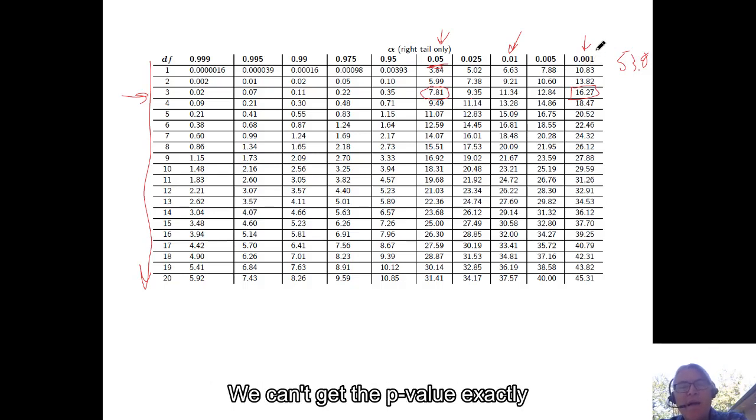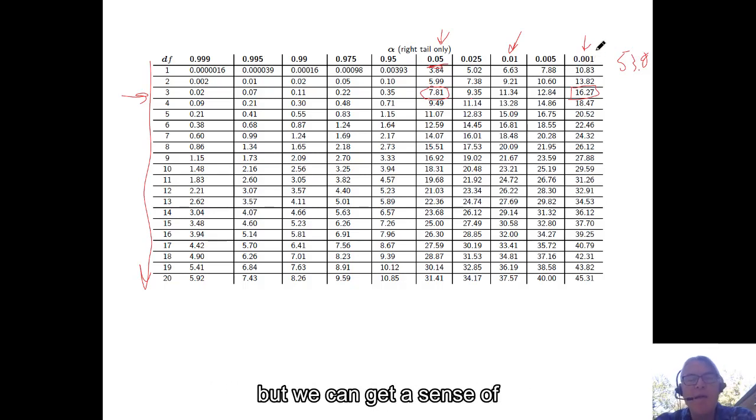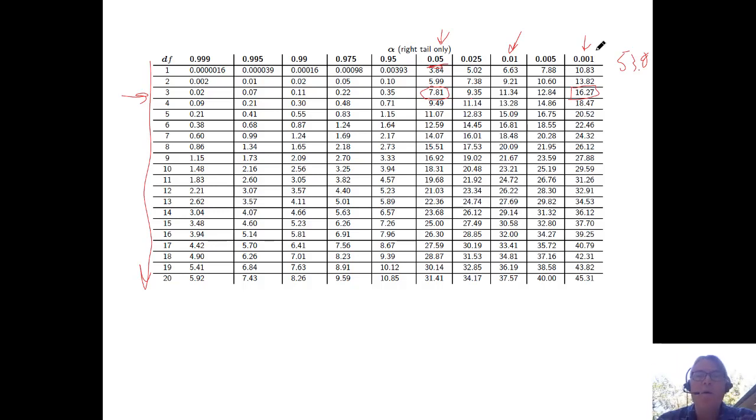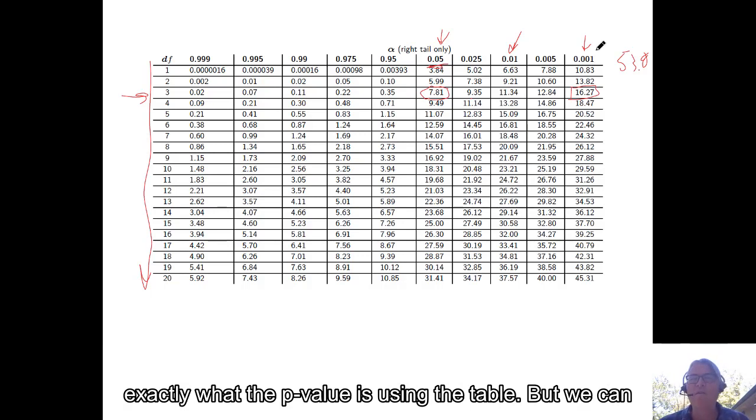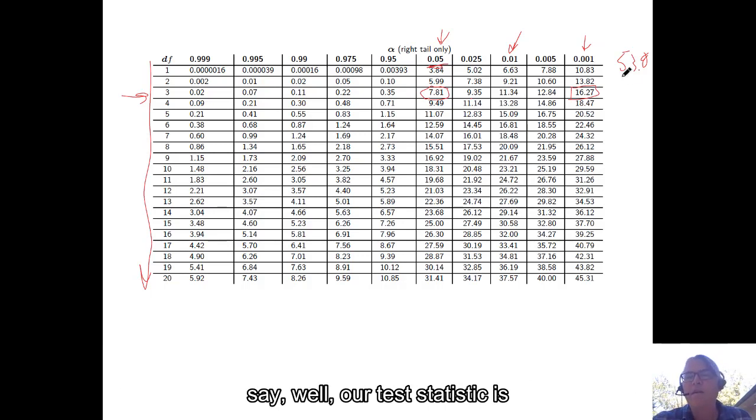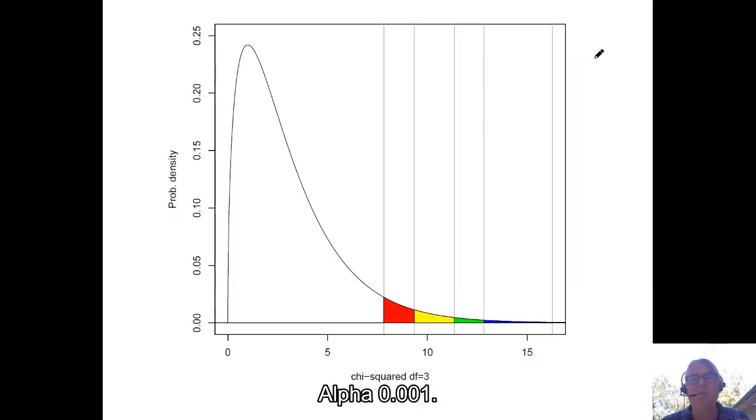Using these tables, we can't get the p-value exactly, but we can get a sense of how big the p-value could be. We won't be able to tell you exactly what the p-value is using the table, but we can say, well, our test statistic is larger than 16.27, so our p-value is lower than this alpha of 0.001.